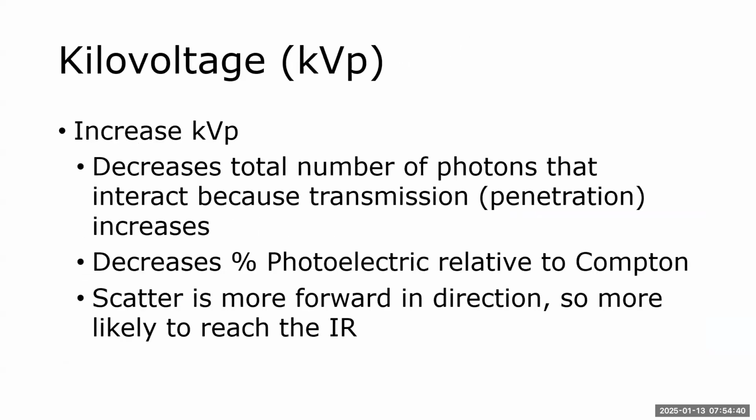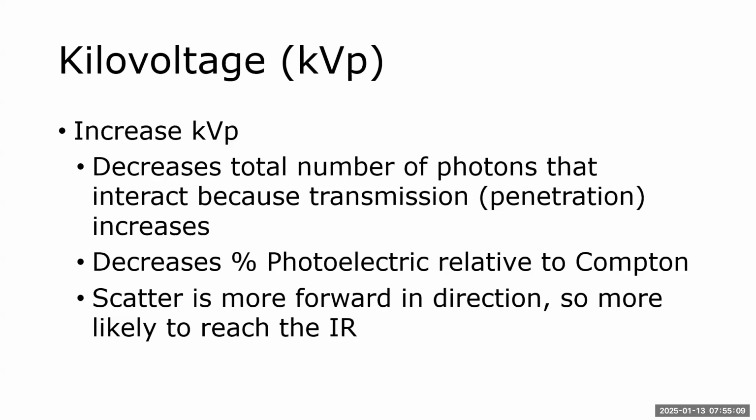So we said we had those two main interactions, and the third thing that can happen to the photon is what? It can either be scattered, Compton scattered, photoelectrically absorbed, or transmitted, pass on through with no interaction. And the controlling factor of that, meaning something that we can physically control, is the kilovoltage.